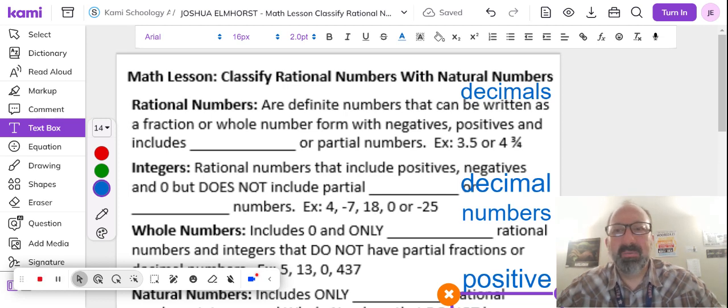Hey, this is Mr. Elmhorst with a math lesson where we're going to be classifying rational numbers, with all the categories down, including natural numbers. So this is going to be a 6th and 7th grade classifying rational numbers lesson.